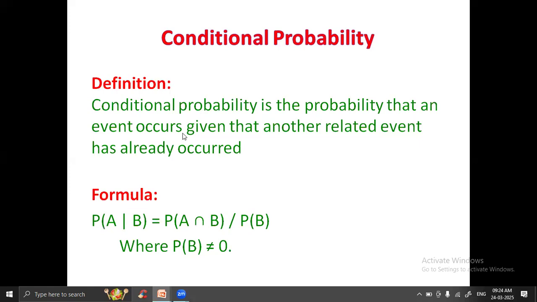And the conditional probability, the definition is the probability that an event occurs, and here you have to make a note of it, given that another related event has already occurred. The formula for conditional probability is the probability of A given B. This straight line we represent as given. Probability of A given B is equal to probability of A intersection B divided by probability of B, where probability of B is not equal to 0.